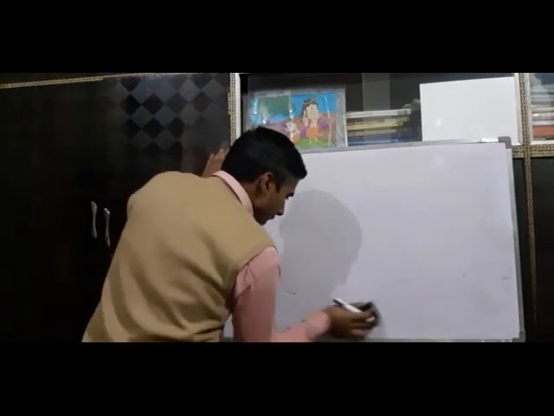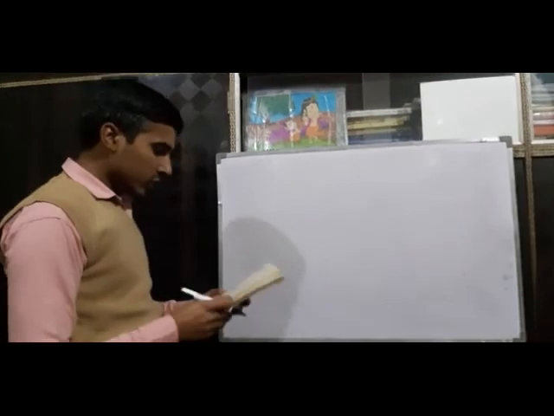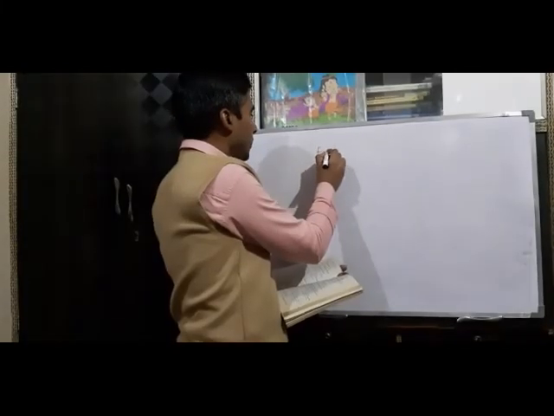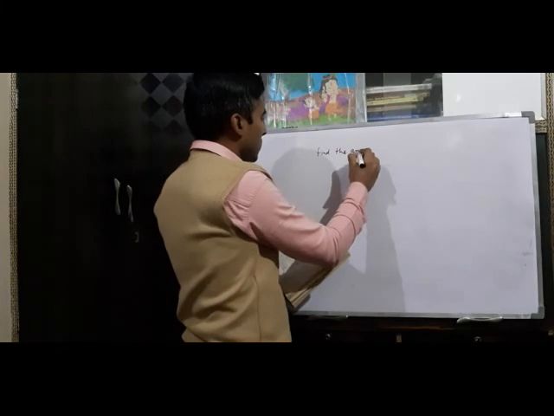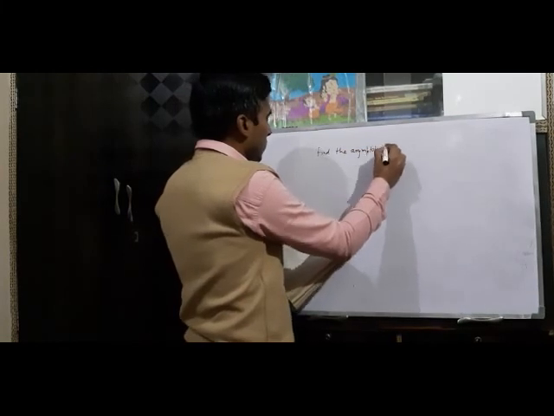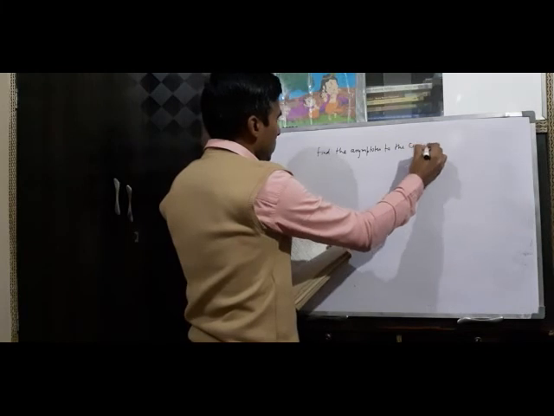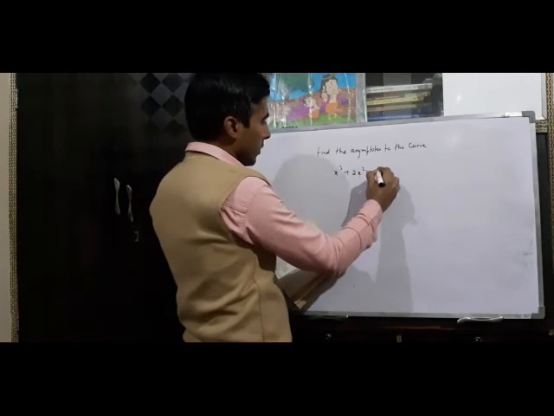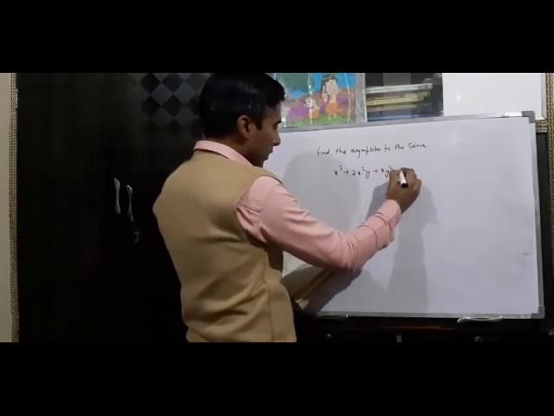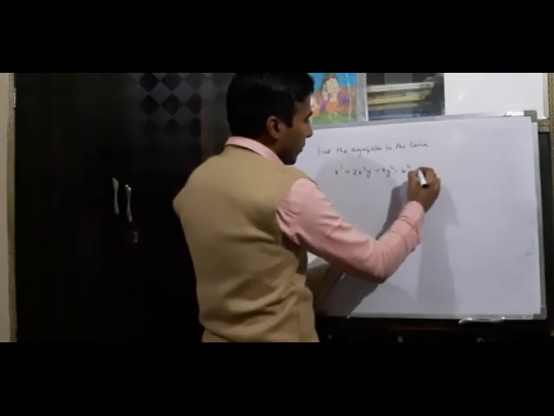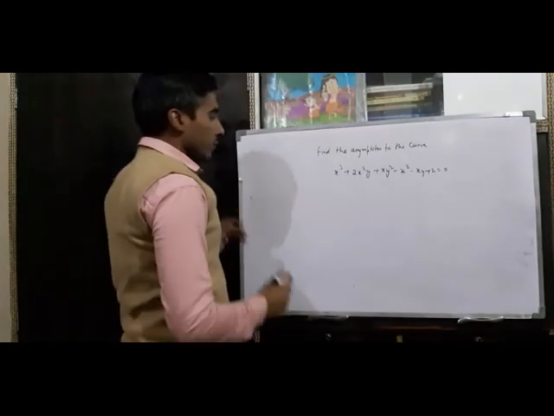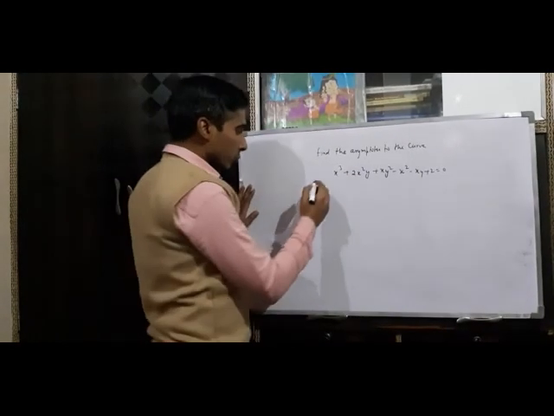So consider a curve and we have to determine the asymptotes for this curve. The curve is: find the asymptote to the curve x cube plus 2x square y plus xy square minus x square minus xy plus 2 equal to 0. In this example, we will discuss all the three types of asymptotes.